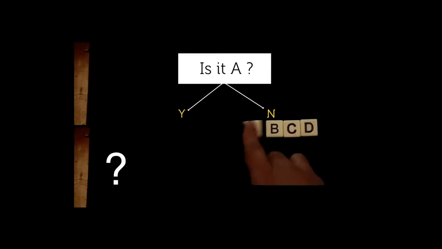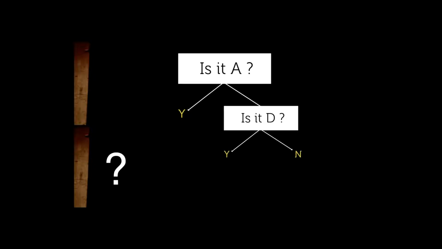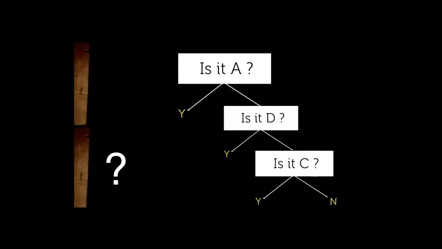Otherwise, we are left with 2 equal outcomes, D or B and C. So we could ask, is it D? If yes, we are done with 2 questions. Otherwise, we have to ask a third question to identify which of the last 2 symbols it is. On average, how many questions do you expect to ask to determine a symbol from machine 2?